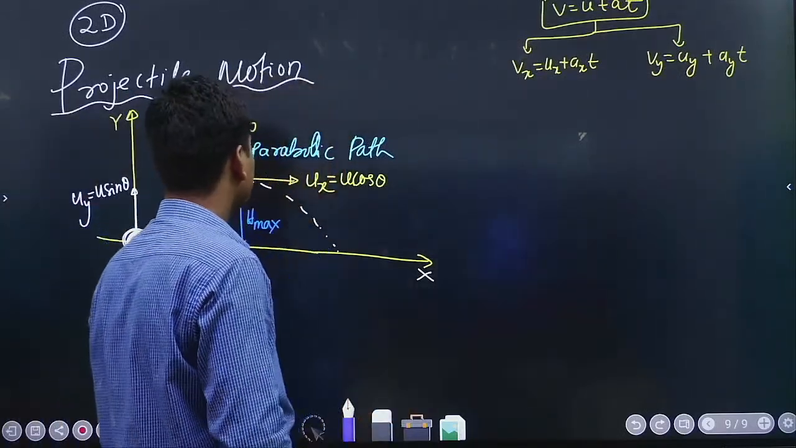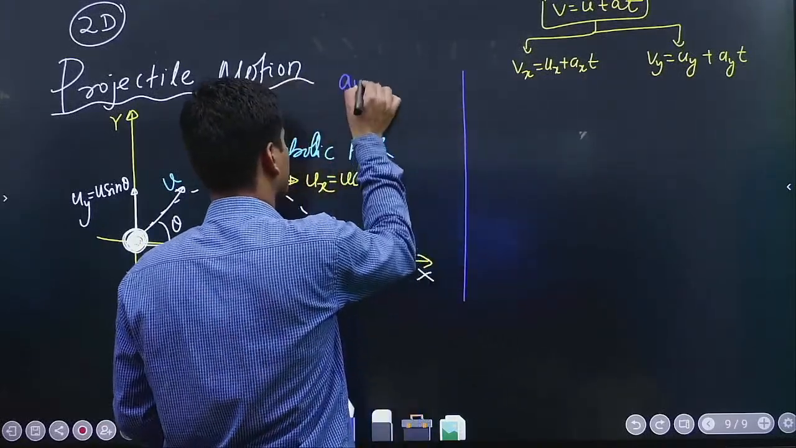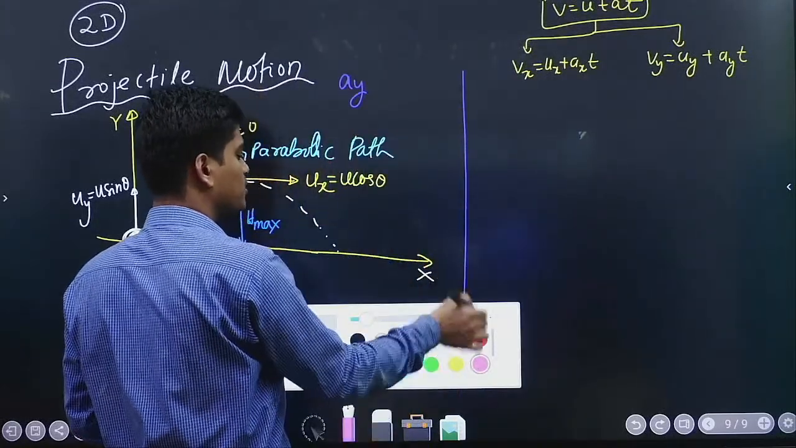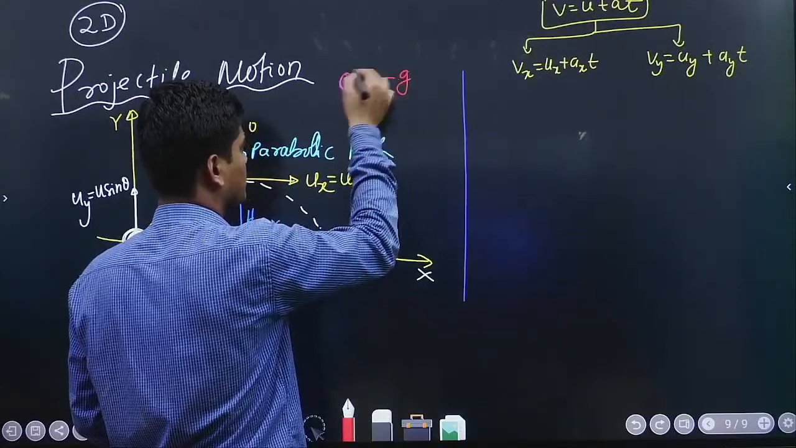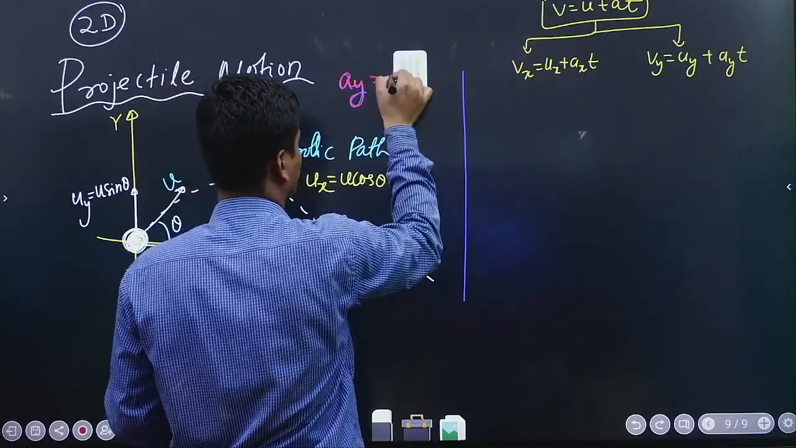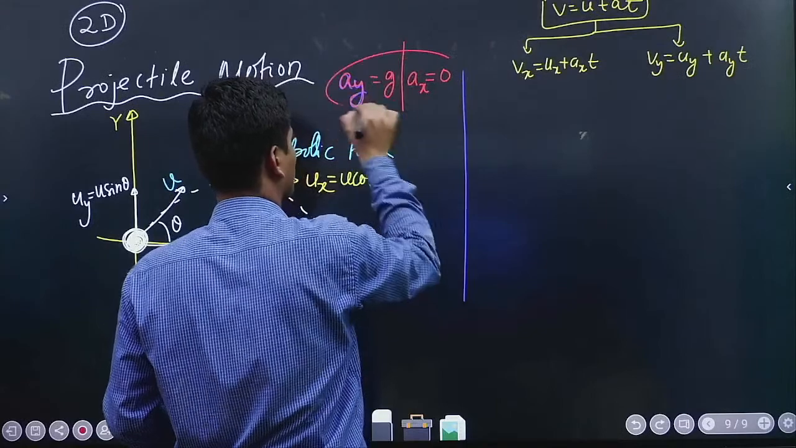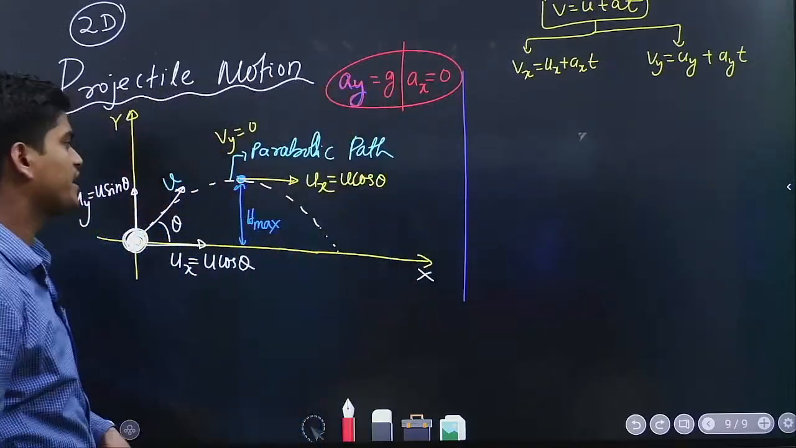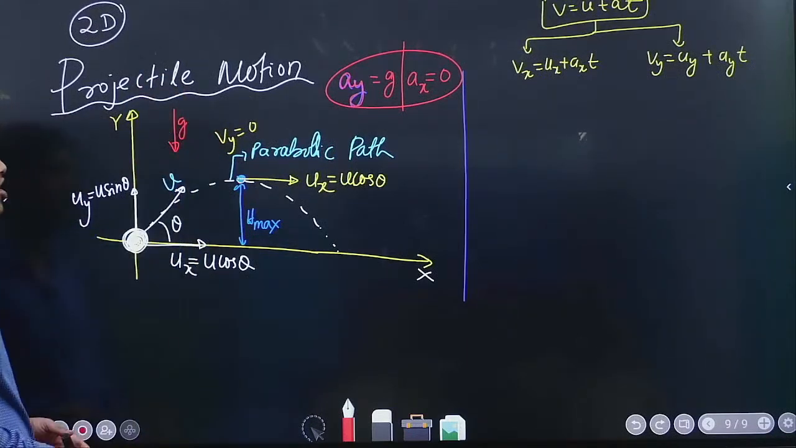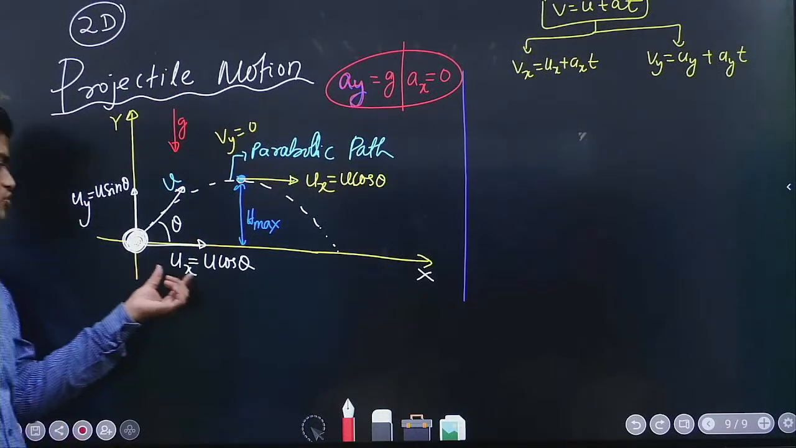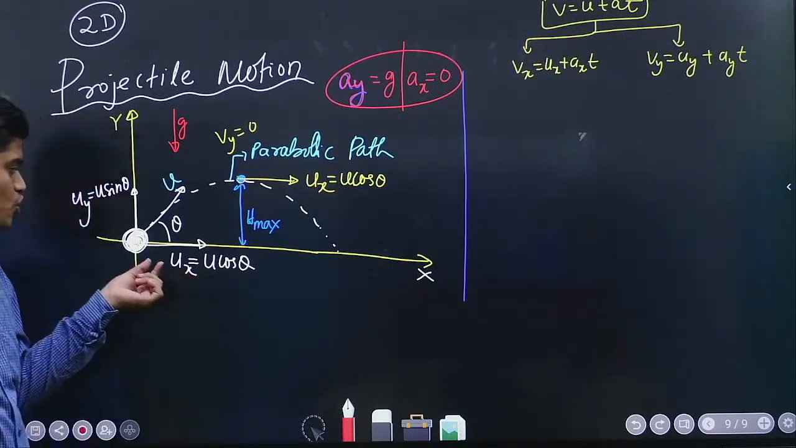Now understand one more thing here. In this case the acceleration in the y-axis will be minus g, or g basically, and the acceleration in the x-axis is 0. So in the y-axis the acceleration is vertically downward, g, but in the x-axis there is no acceleration, so there is no change in this component of the velocity. So initially how much is it?